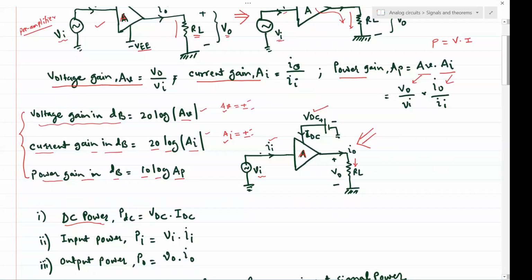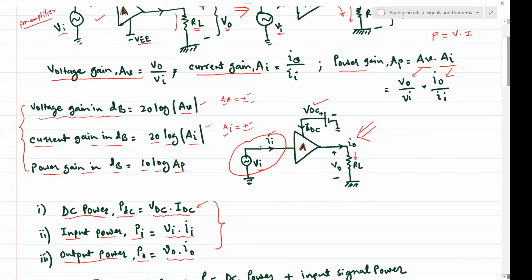First of all, DC power, which is defined as PDC, which is the multiplication of VDC into IDC. As we said before, this power amplifier's function is to utilize some of this power and deliver it to the load. That's why we determine the power efficiency by that. Usually the signal power, which is the multiplication of VI into II, has a negligible contribution. Then the input power, PI, is the multiplication of input voltage and input current, and the output power, PO, is the multiplication of VO into IO. So we have these three quantities defined here.